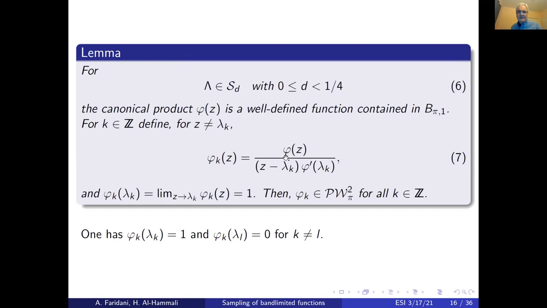And at the point lambda k itself, we take the limit z to lambda k of phi k of z, and this will be one. And then the result is that this phi k is a Paley-Wiener function for all k. So these are Paley-Wiener functions in the Paley-Wiener space, and they are our Lagrange interpolating functions.